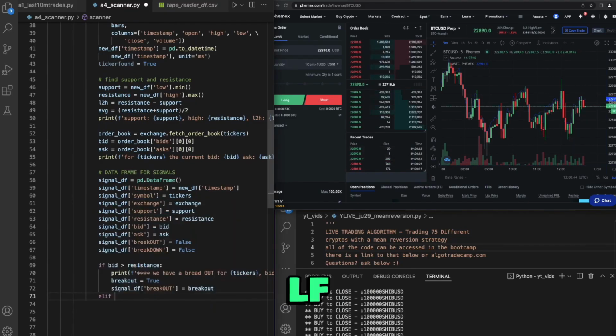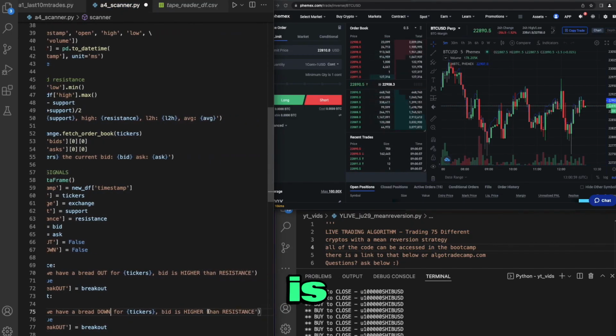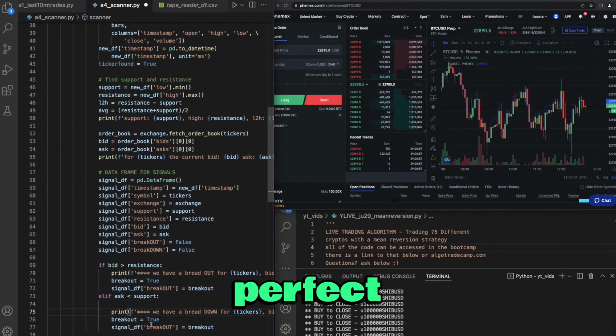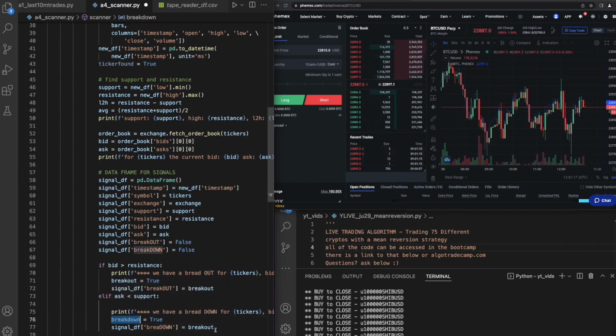And then we want to say, if ask is under support. I want to do all of this, copy all this over. And then we need to change it to breakdown. And then bid is lower than support. Okay, perfect. Breakdown equals true. Breakdown equals breakdown. That should be good. Let's see if I got out of this position yet.